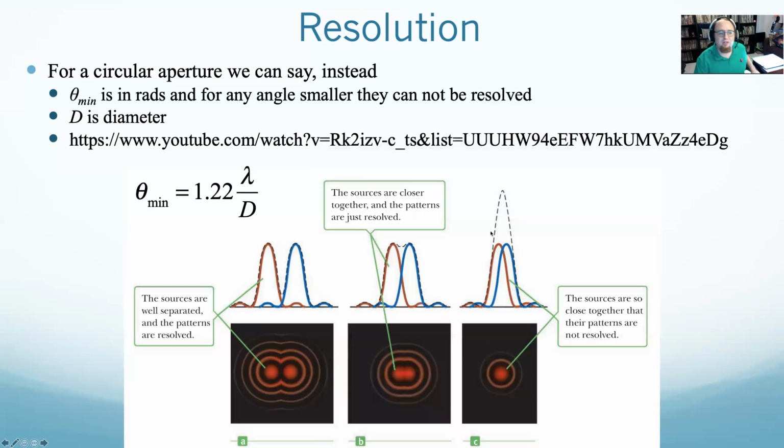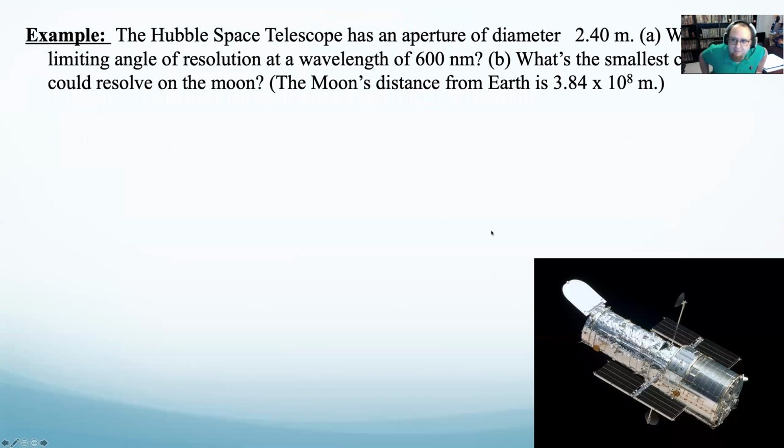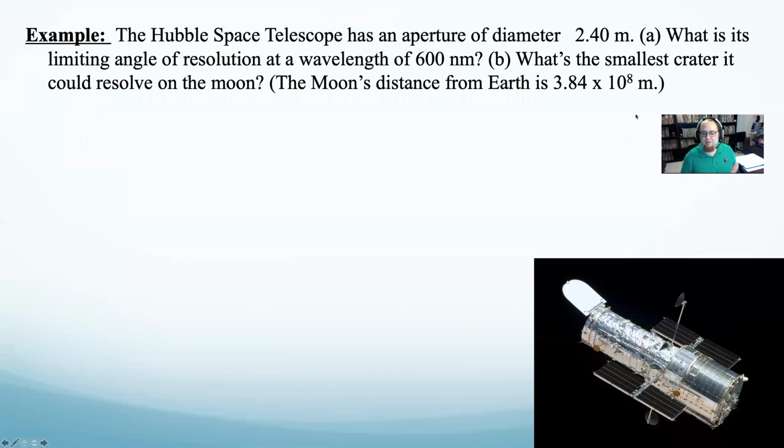So, dealing with the Rayleigh criterion, let's do a problem. The Hubble Space Telescope has a diameter of its aperture of 2.4 meters. What is the limiting angle of resolution at a wavelength of 600 nanometers? And what's the smallest crater it can resolve on the moon? I don't know why I did the moon's distance from Earth, because that's not where the telescope is, but we'll run with it.